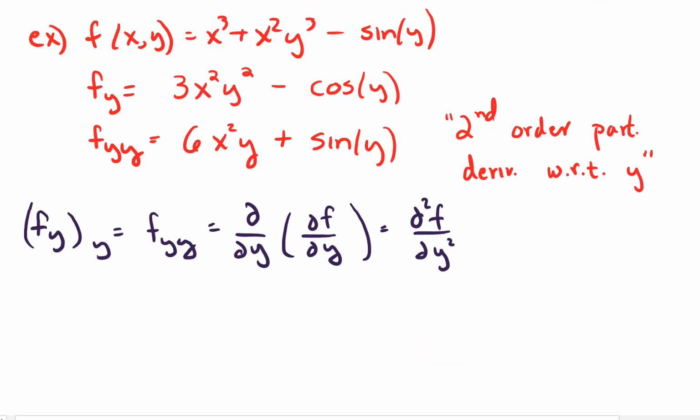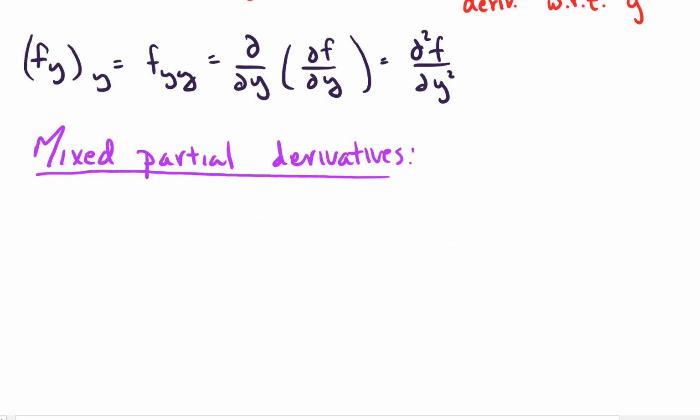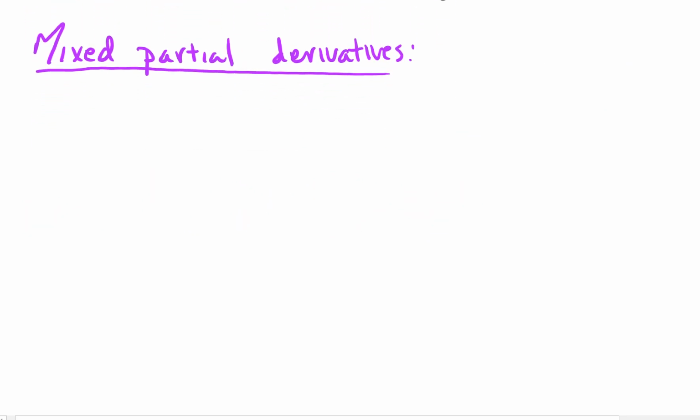Okay, so let's take a look at the mixed partial derivatives. So we can go in either order. We can first do the partial with respect to x and then the partial with respect to y, or vice versa. So first of all, let's look at the partial derivative with respect to x and then computing the partial derivative with respect to y. So the notation for that looks like f sub xy, and that denotes that you do the partial with respect to x first and then you do the partial with respect to y.